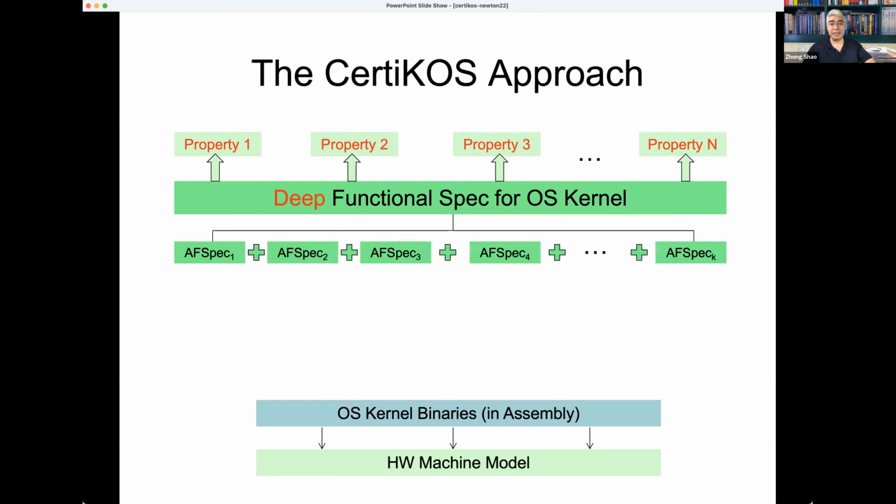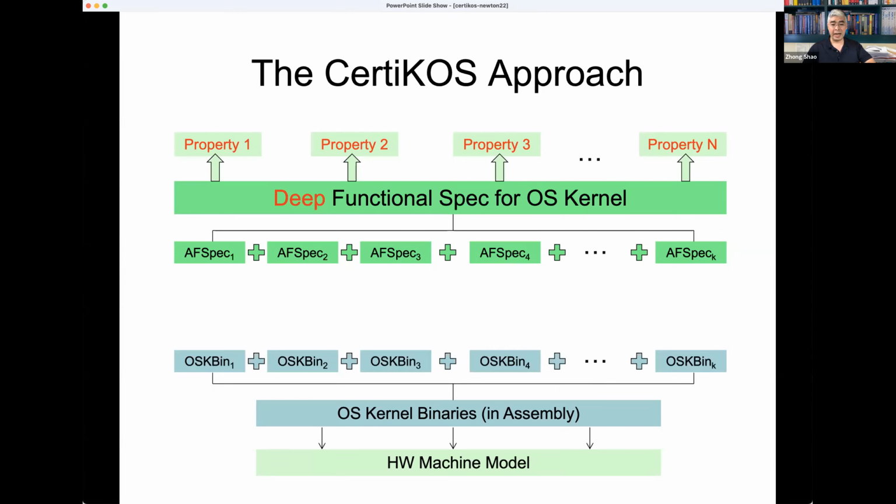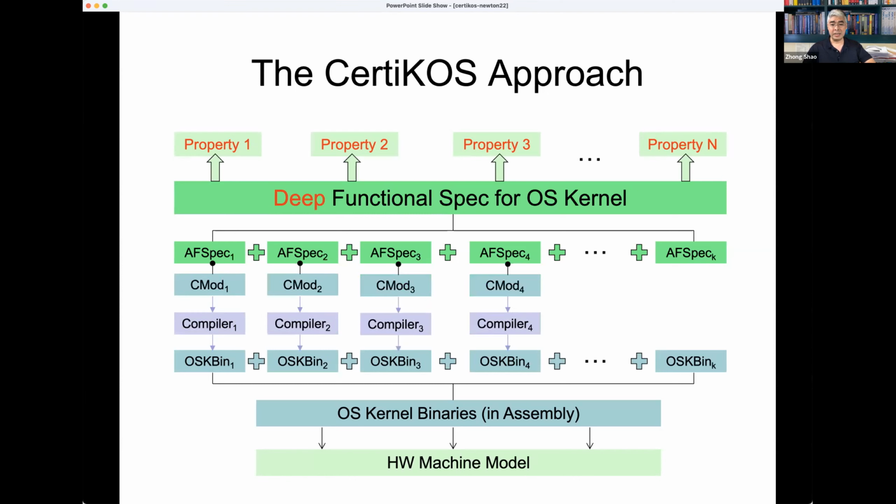So what is the deep functional spec? Well, an OS kernel or hypervisor contains many system calls, so they will have many APIs. You will split this spec into many different modules and components, and hopefully there will be a corresponding OS kernel binary split into the different components. Some of them are written in C. So you have to split the verification in a modular way.